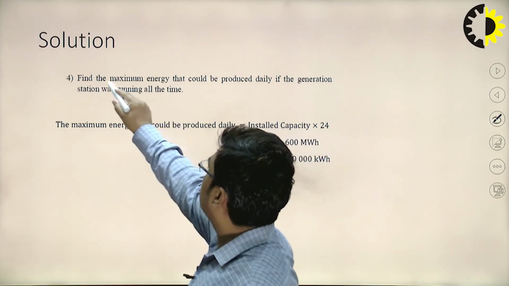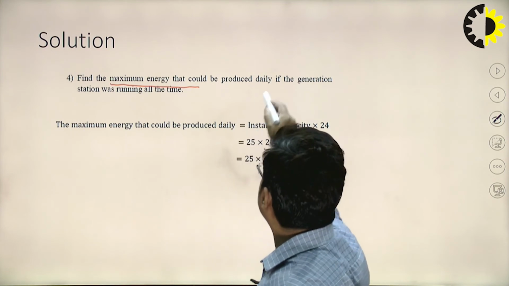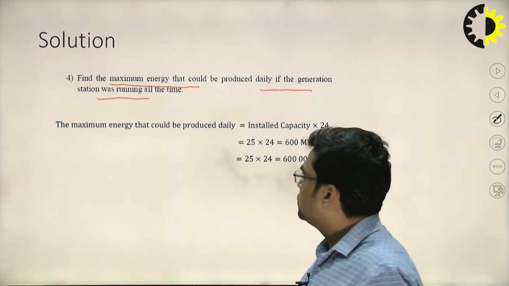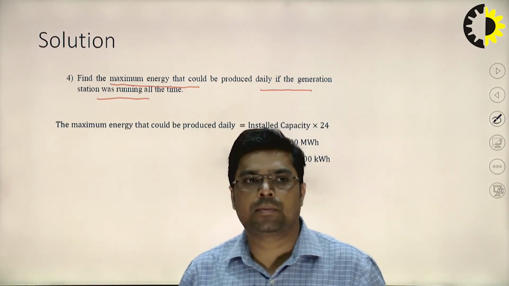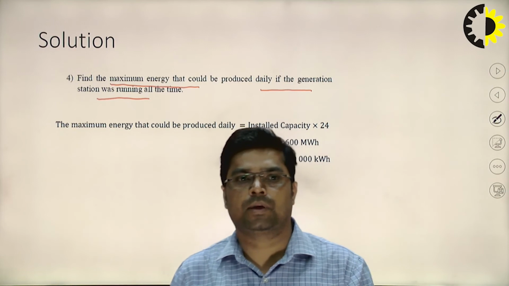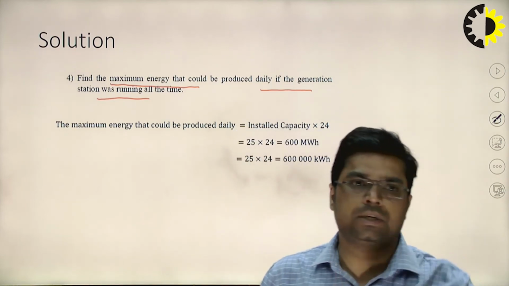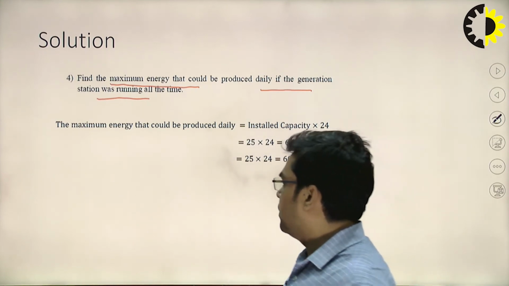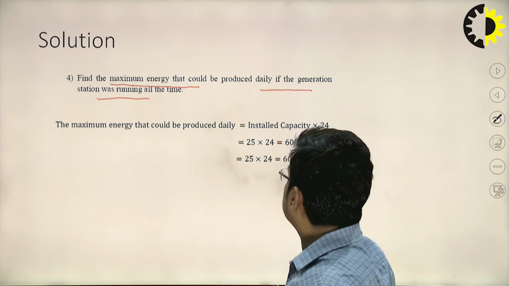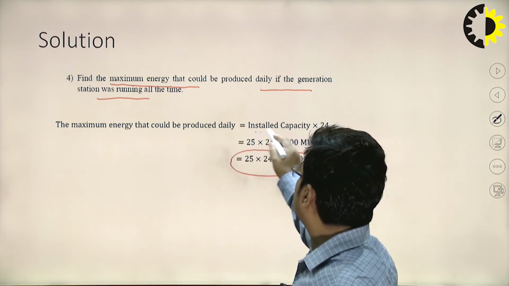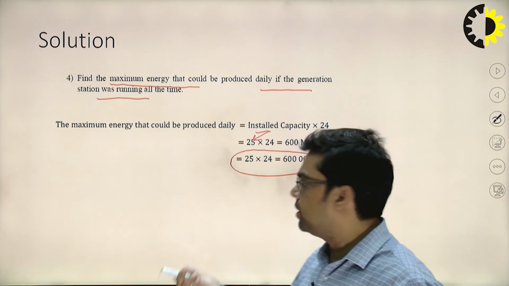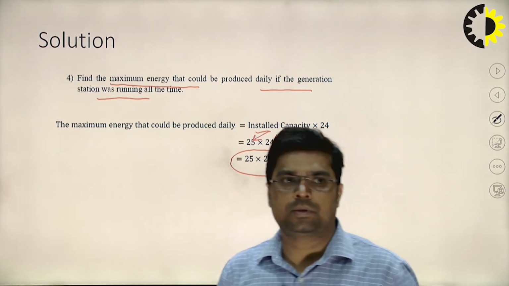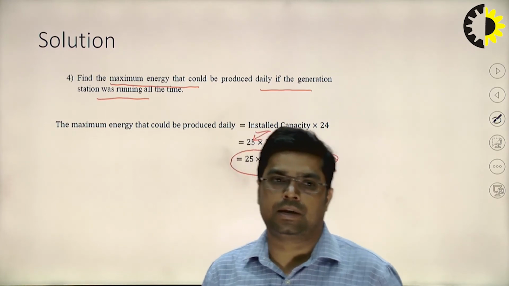Another thing, we have to calculate the maximum energy that could be produced daily if the generation station was running all the time. To find the maximum energy that could be produced, we have to know the installed capacity. If we multiply installed capacity by 24 hours, we will get the total maximum energy produced. The installed capacity is given as 25, which we already calculated, multiplied by 24 hours, so we get 600 megawatt hour as the maximum energy that could be produced daily.